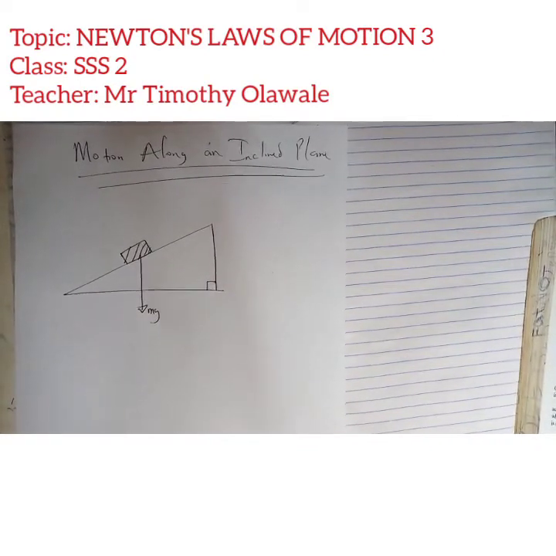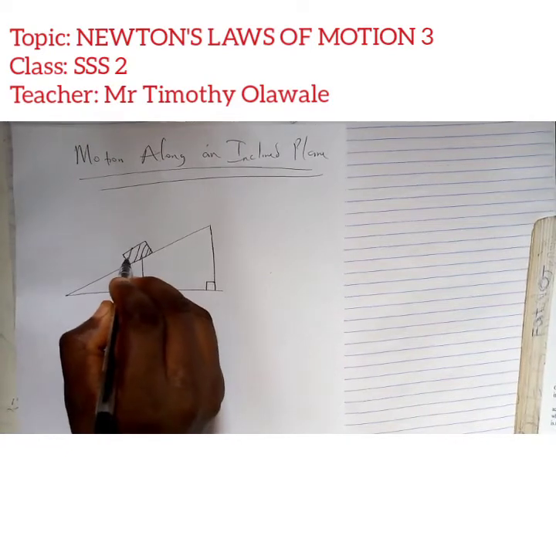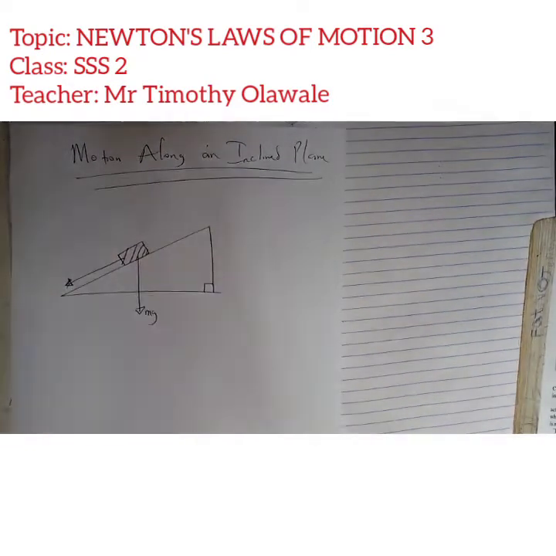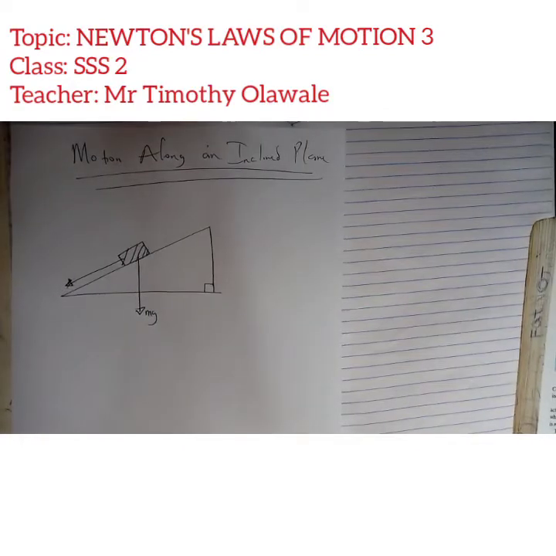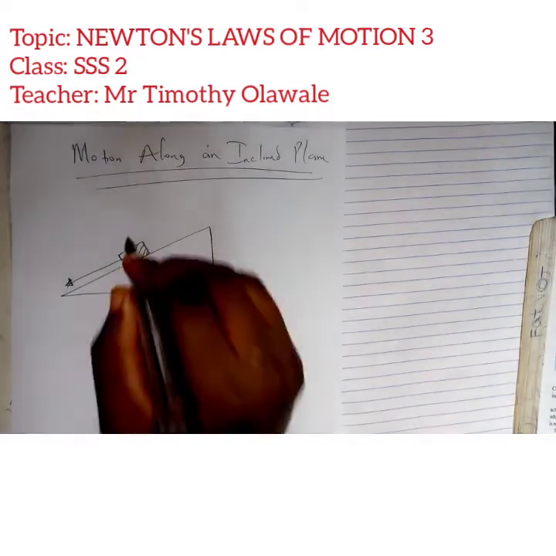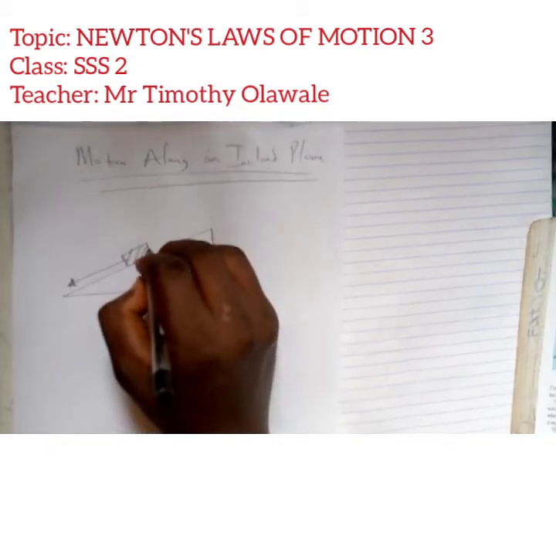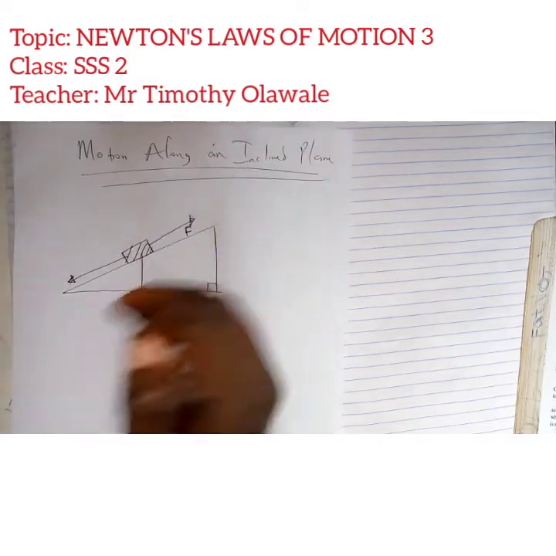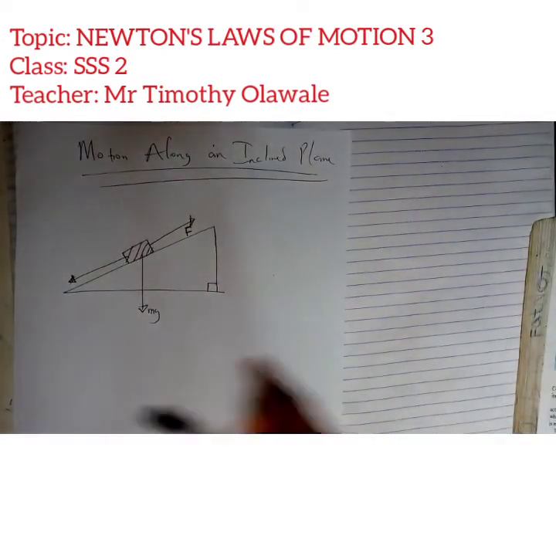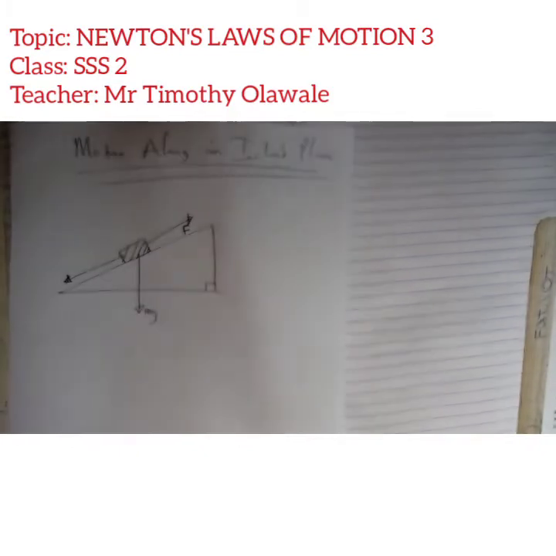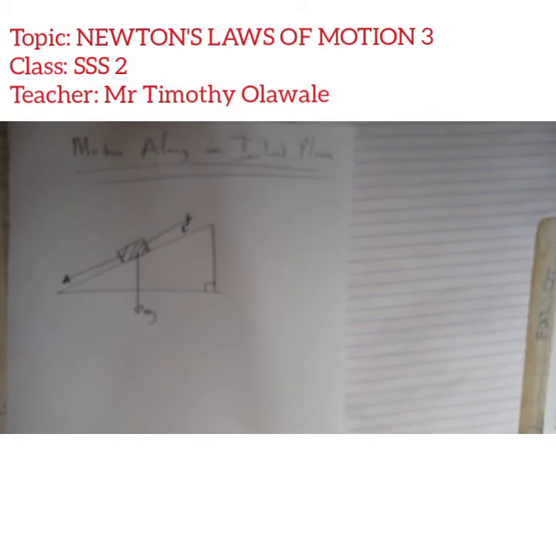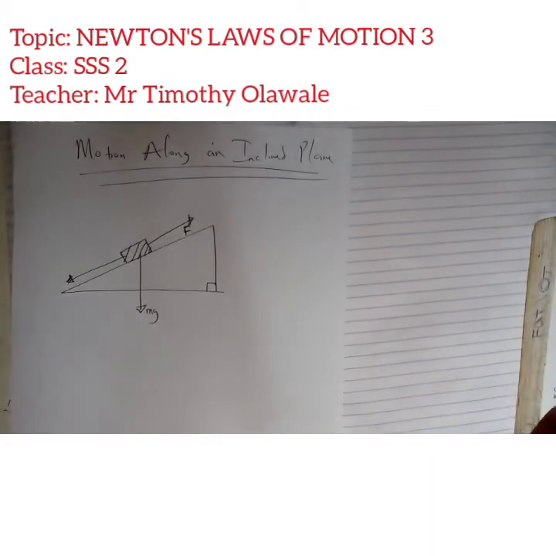Then we have a force pulling the body down, that naturally wants the body to slope down when it is on an inclined plane. Let's call this force F. This force is pulling the body down. This force here is natural. When you put a body on an inclined plane, it naturally wants to slope down, except a force pulls it up. Do you understand what I'm saying?